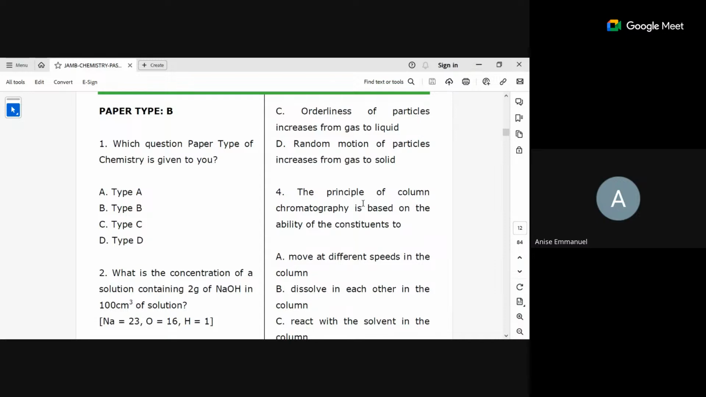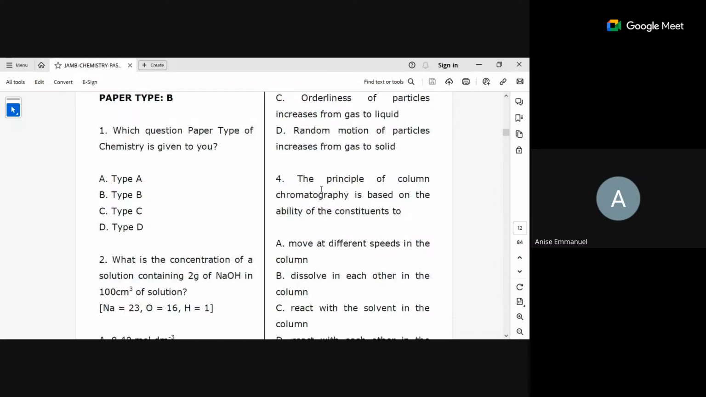So that is that. Now let's look at question 1. Which question paper type of chemistry is given to you? Most of you might be given type B, type C, or any type. So you know this is type B. Now number 2 says, what is the concentration of a solution containing 2 grams of sodium hydroxide in 100 centimeter cube?